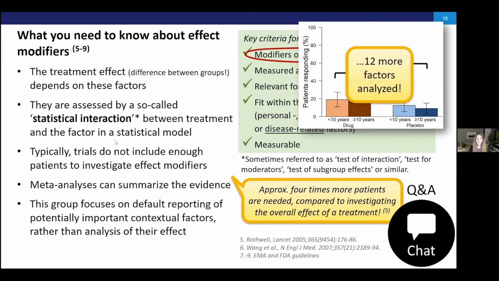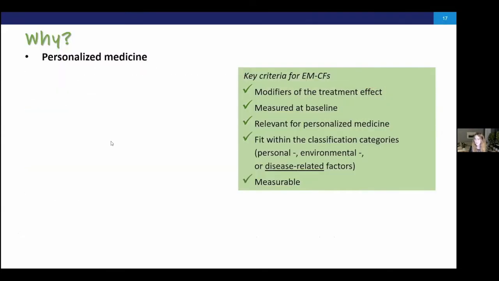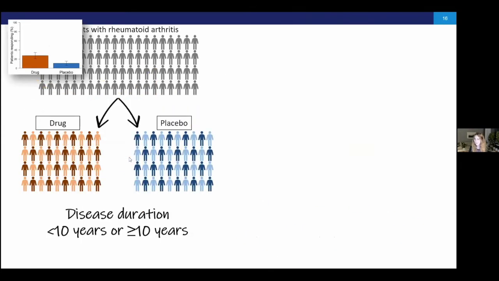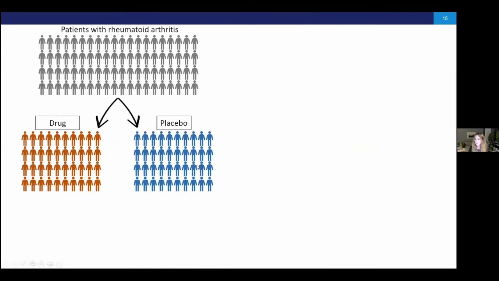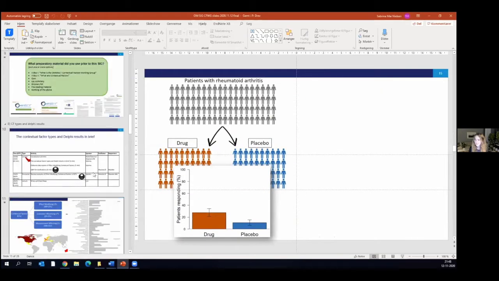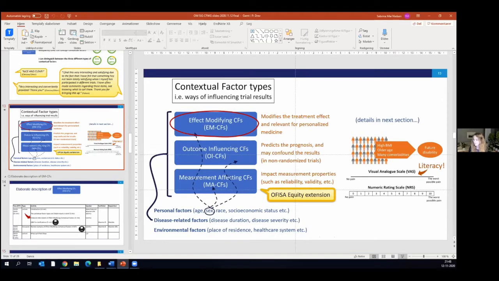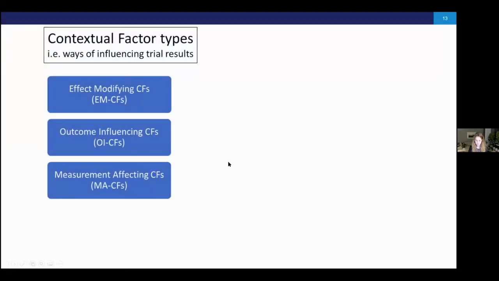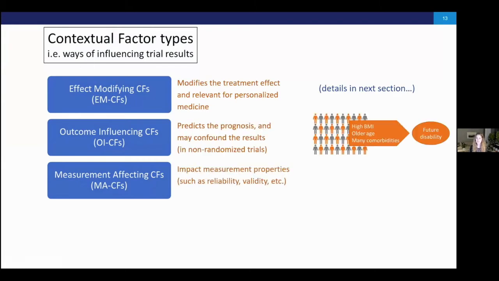Anyone care to answer? If I go back to my slide, I'll start right there. Here we have this overview. So outcome influencing are factors that predict the prognosis. That's not necessarily something about treatment, but what will happen with the patients over time. Whereas effect modifiers are about what modifies the treatment effect in a randomized trial. I don't know if that answers the question. Otherwise, others can pitch in.